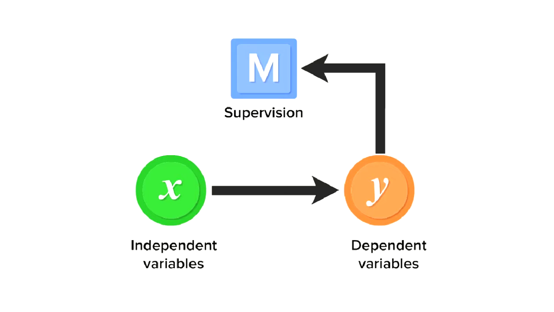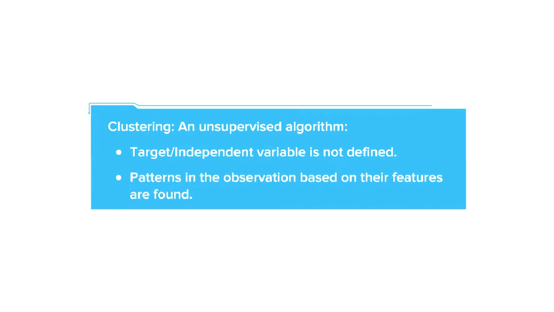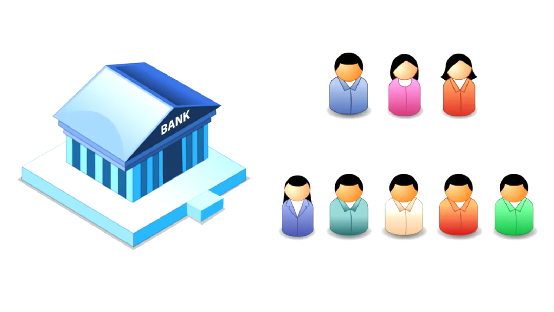But clustering, on the other hand, is an unsupervised algorithm in which we do not have a defined target or independent variable, and we try to find patterns in the observations based on their features. Based on the pattern, we divide the entire dataset into groups. These groups are called clusters. Let's understand it more clearly using a business example.